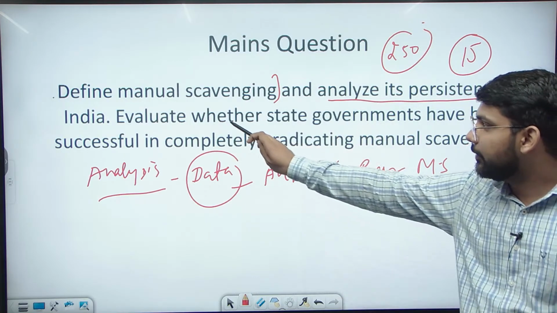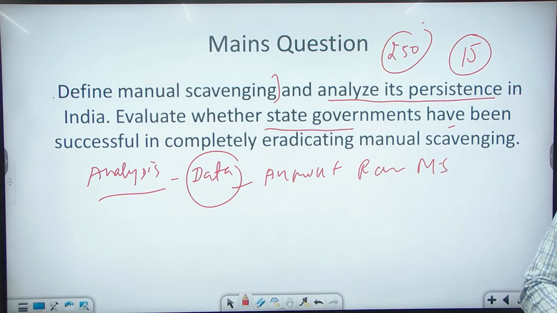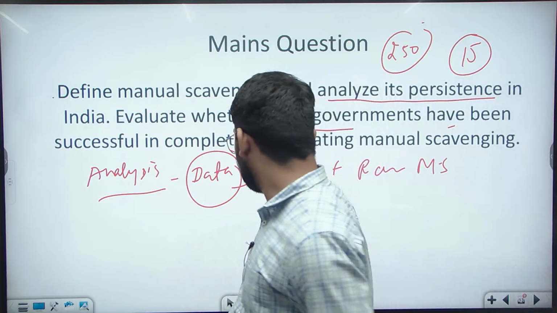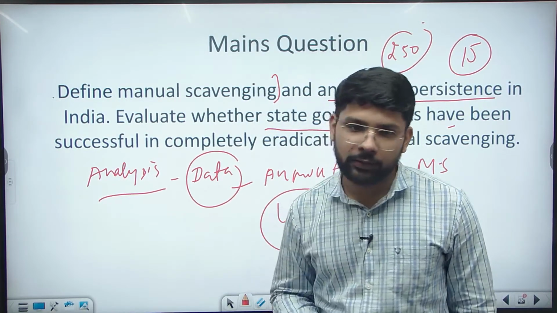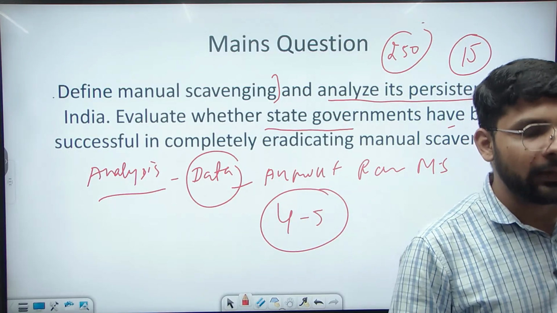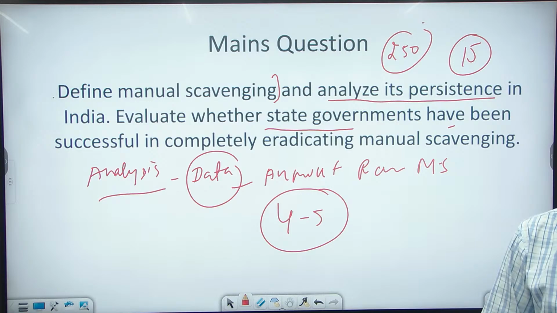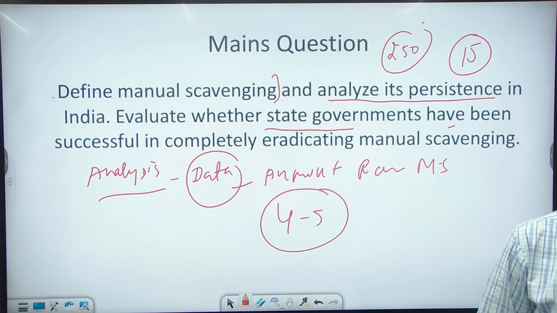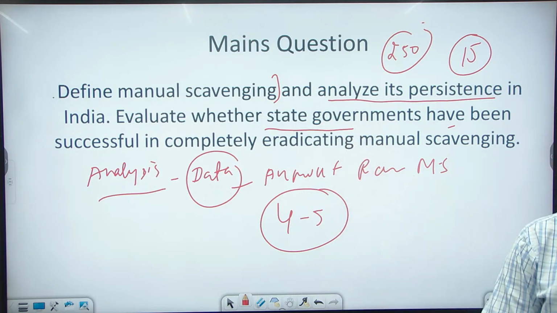Then evaluate whether the state governments have been successful in completely eradicating manual scavenging. यहाँ पे आपको 4 से 5 examples देना होगा. 4 to 5 examples: 2-3 examples in favor, 2-3 examples against. Like you can give the against examples of Tamil Nadu and Uttar Pradesh, and the successful example of Kerala. And some other case studies you will write there within the successful examples, how the state government is performing related to manual scavenging.